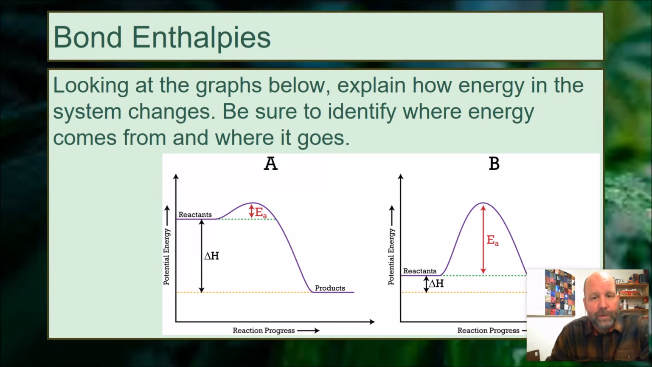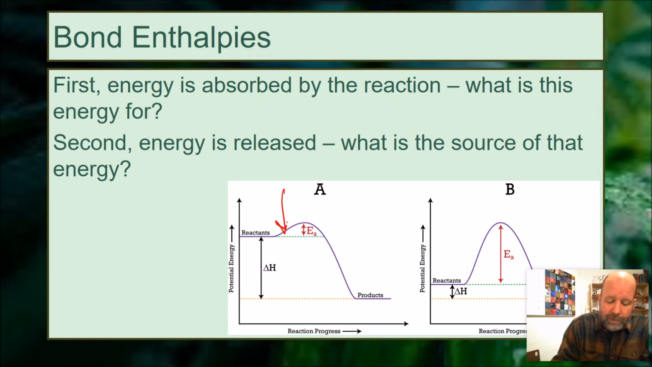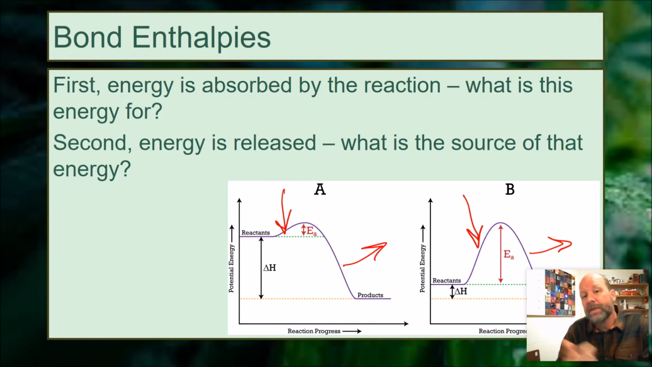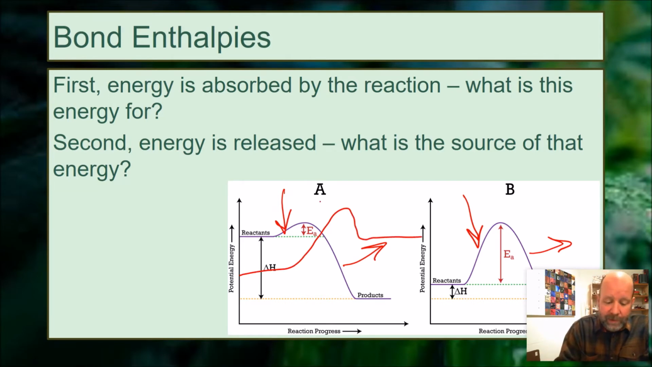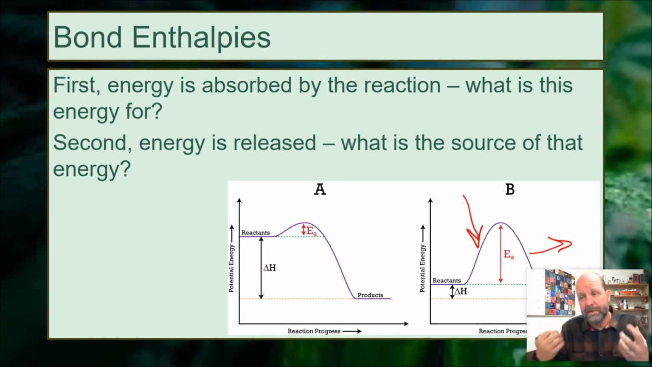Both of these are exothermic reactions, meaning heat energy is going to be coming out because we have a negative delta H in both cases. But energy is absorbed by the reaction first, and then energy is released. So energy goes in and then energy comes out. And it doesn't matter. If it were an endothermic reaction, it would look more like this, right? But still, we would have to put energy in and get energy out. We would just get out less than what we put in. The source of the energy is from the environment, from the surroundings.